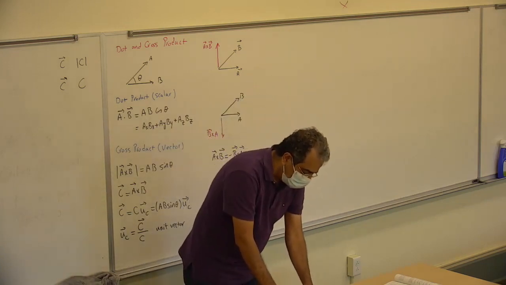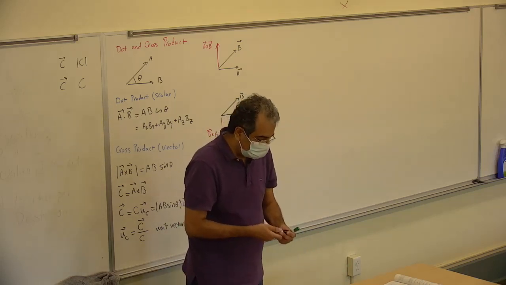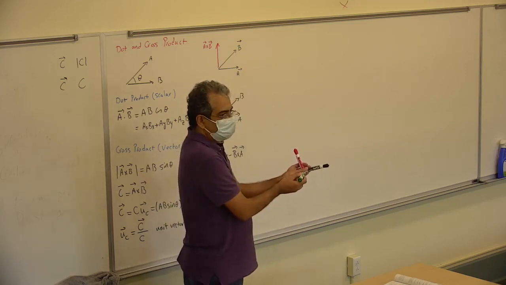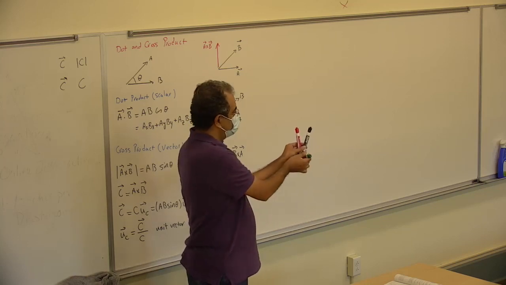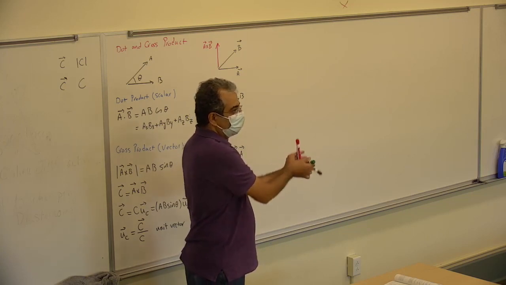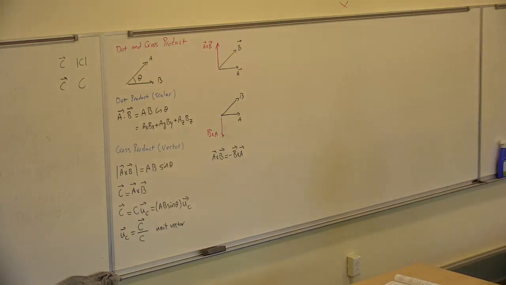So remember, no matter how the A and B are, if this is the A and B, C is perpendicular. If this is the A and B, it's still going to be perpendicular. As long as A and B are on the same plane, C is perpendicular to them. There are two lines that can always pass through the plane. So that's always going to be perpendicular to the plane that passes through the two lines. Got it?